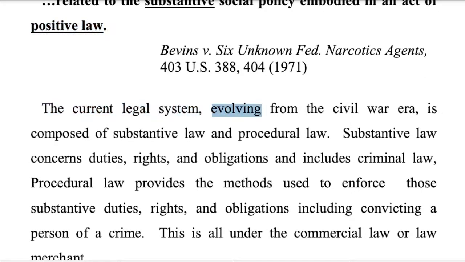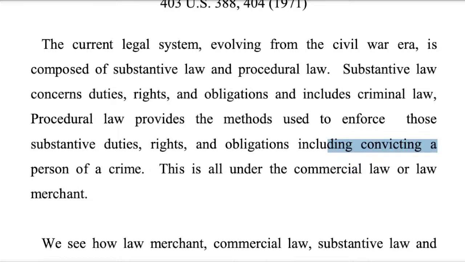The current legal system, evolving from the Civil War era, is composed of substantive law and procedural law. Substantive law concerns duties, rights, and obligations, and includes criminal law. Procedural law provides the methods used to enforce those substantive duties, rights, and obligations, including convicting a person of a crime. This is all under commercial law or law merchant. Think about this now.